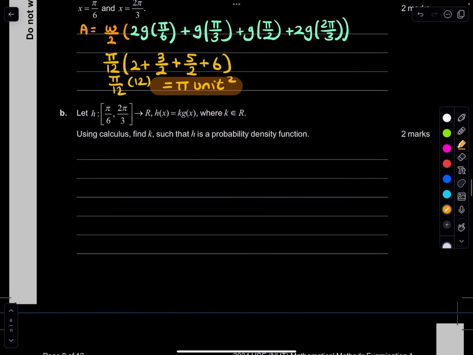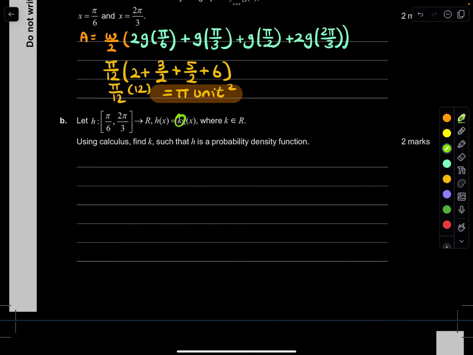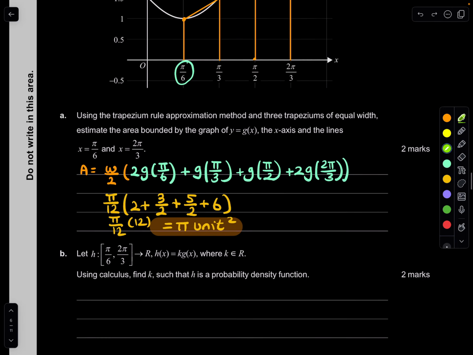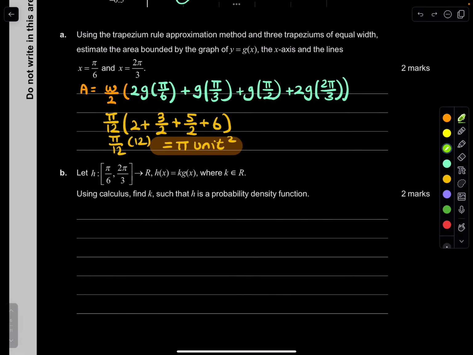Next question, B. Let's have a try at that. So let h be, from pi on 6 to 2 pi on 3, h of x, where k times g of x is h of x, where k is an element of all reals. So k is basically a dilation by a factor of k parallel to the y-axis. All the y values are getting multiplied by k to make h. So g of x is the original. Using calculus, find k such that h is a probability density function.